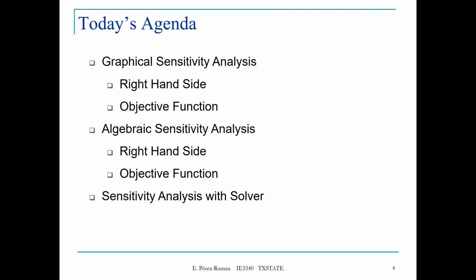Then the second part is the algebraic sensitivity analysis, which has the same idea, but the algebraic version of the sensitivity analysis is looking at problems that have more than 2 decision variables. And finally, the third part is how to generate a report from Excel to answer questions using sensitivity analysis. So in this video, we're going to focus on the first part, which is the graphical sensitivity analysis for the right-hand side of the model and the objective function.